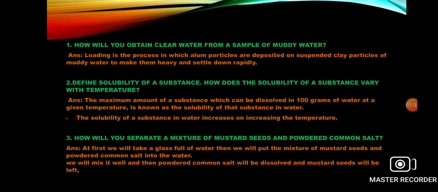So the temperature should be specific and the amount of solute and solvent should be specific. The maximum amount that can be dissolved at a particular temperature is known as the solubility of that substance in water. How does the solubility of a substance vary with temperature? The solubility of a substance in water increases on increasing the temperature.